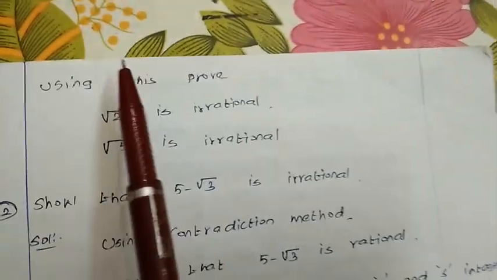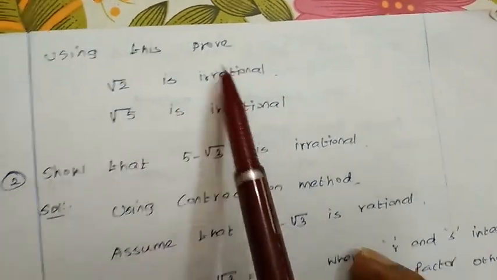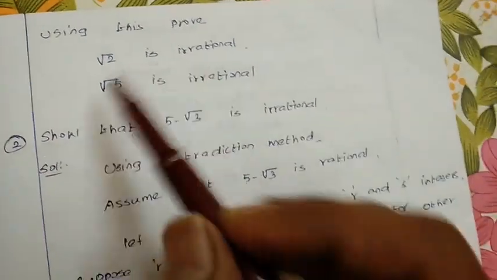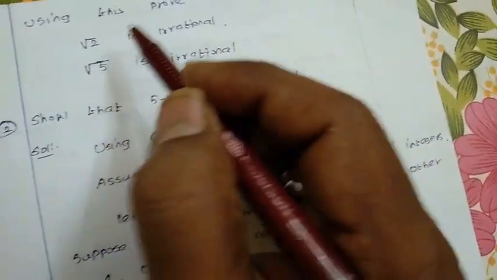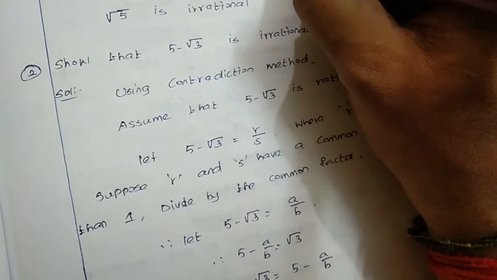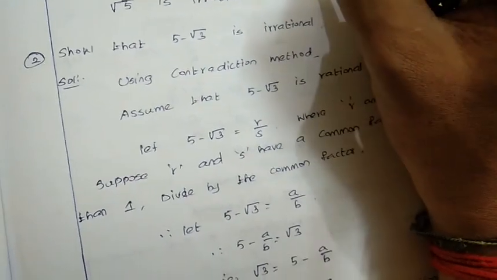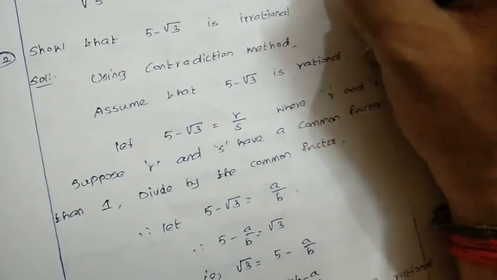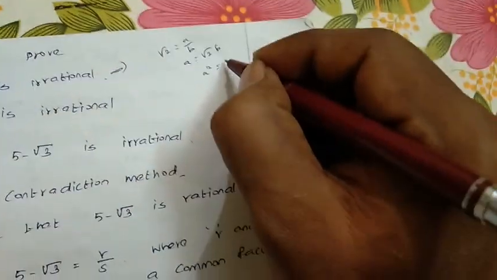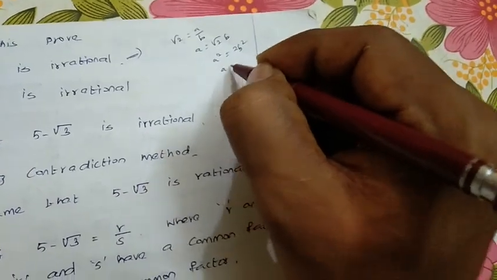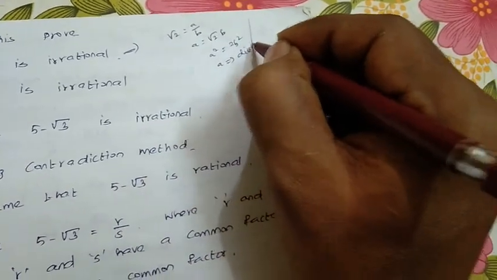Using the same method you can prove that root 2 is irrational. Instead of root 3 you have 2, and instead of 3 you have 5. So for root 2, we have root 2 equals a by b. Next, a equals root 2 into b, taking square on both sides. So a squared equals 2b squared. That is, a squared is divisible by 2, that is, a is divisible by 2.